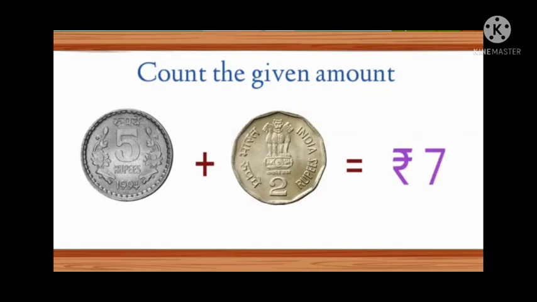Now we have a 5 rupee coin and a 2 rupee coin. Now if we add up both the coins, how much money will we have?